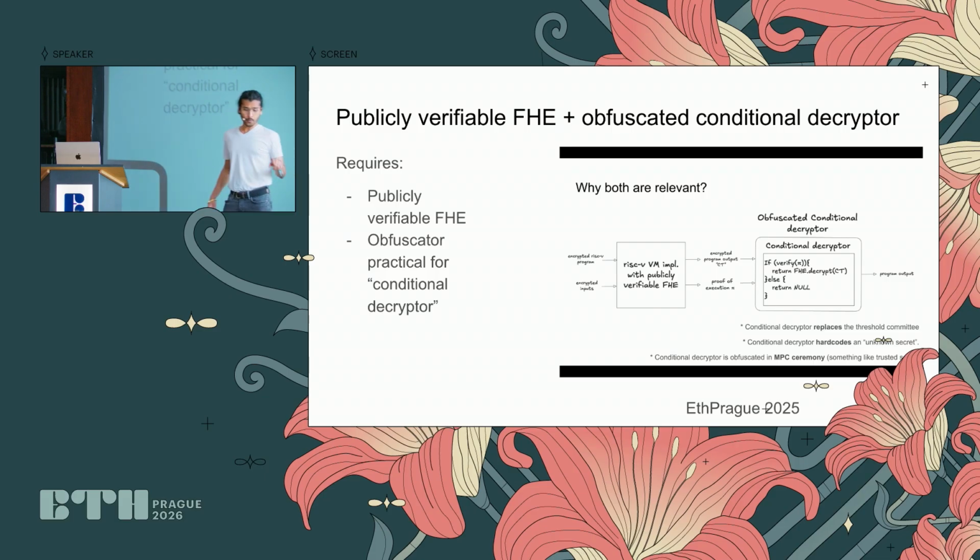And then we obfuscate a very small functionality that I refer to as the conditional decryptor. And this conditional decryptor takes in the proof. If the proof is valid, then it will decrypt the output ciphertext. Otherwise, it returns null. The reason we need a proof is because the conditional decryptor would decrypt anything. The proof makes sure that it only decrypts the output of the Phantom VM.